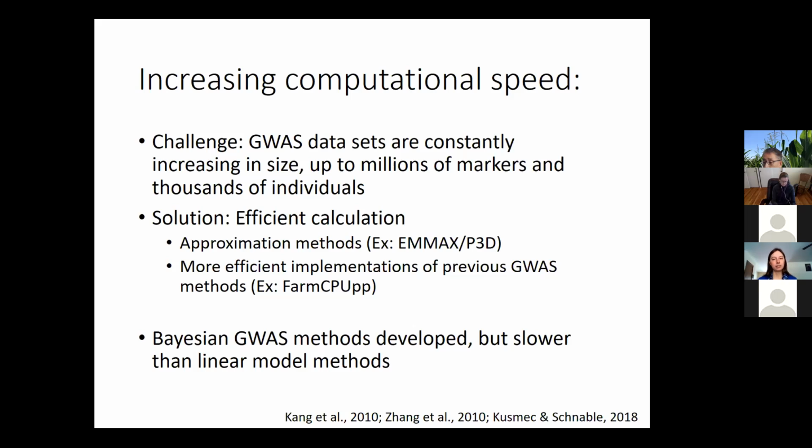A good example of this was actually developed by Aaron in Dr. Schnabel's lab here at Iowa State, when he developed Farm CPU PP as just a more efficient way of running the Farm CPU GWAS method. Of course, there are also many Bayesian GWAS methods, though I've mostly been focusing on frequentist linear model methods today, but the Bayesian GWAS methods tend to be even more computationally intensive and therefore slower. So it's even more important for them to continue to increase computational speed to become more broadly useful.